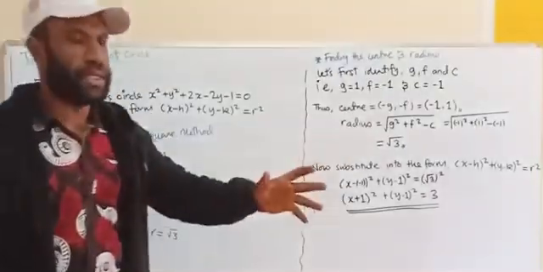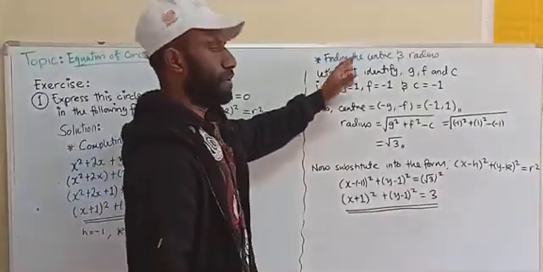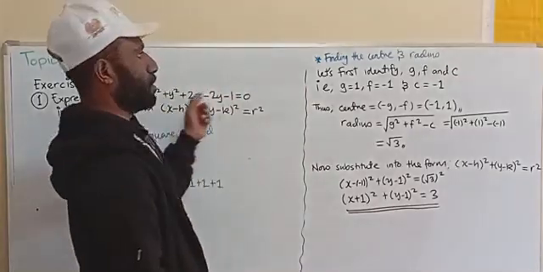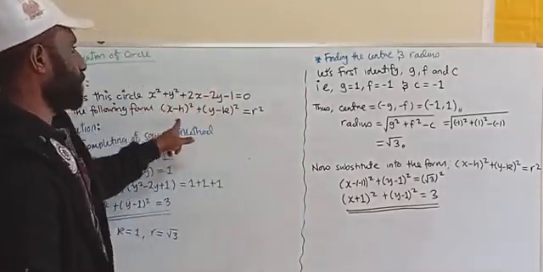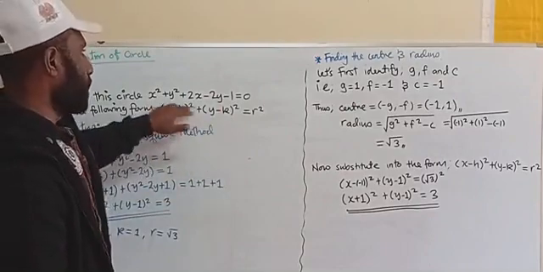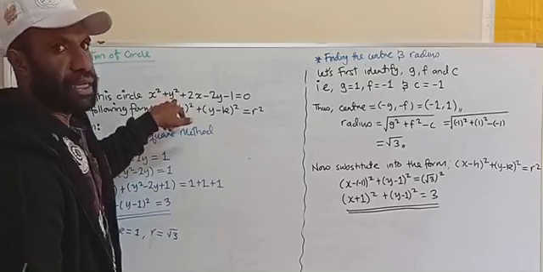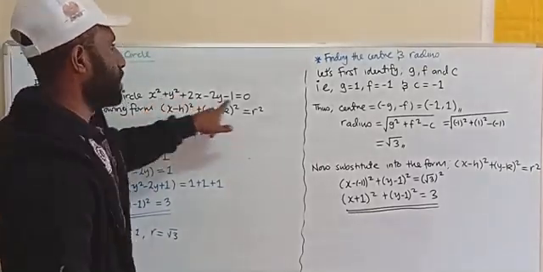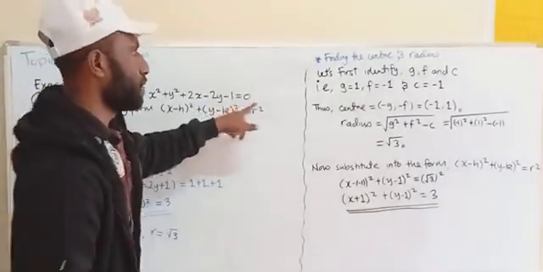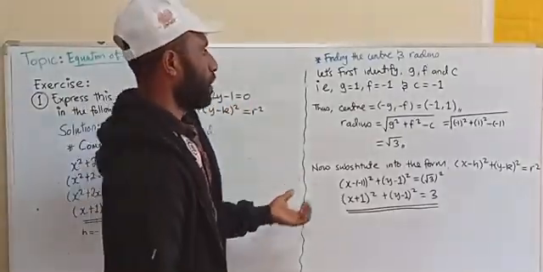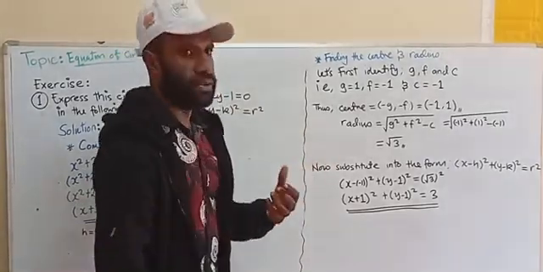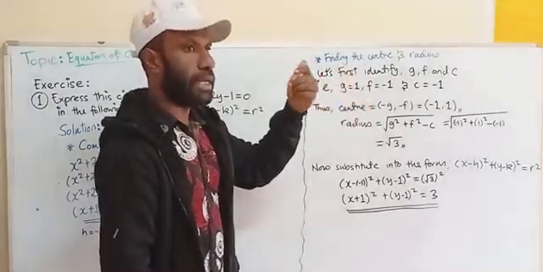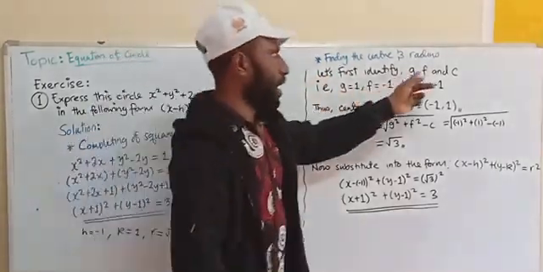Let us look at the next method. You can also find the center and the radius first, given this equation. It is asking us to express it in this form. So let us go ahead and find the center and the radius. If you're given something in the general form like this, first of all we need to find the values of g, f, and c.